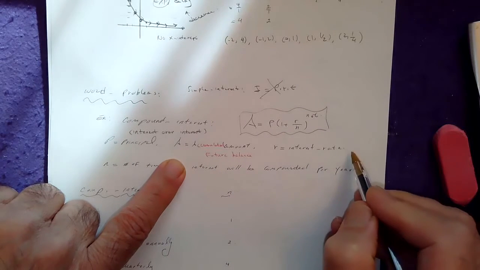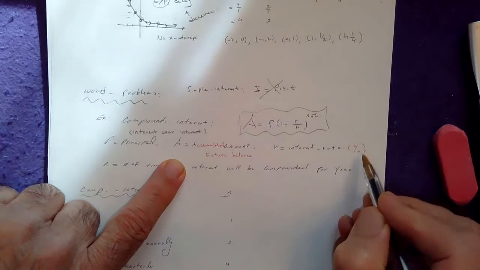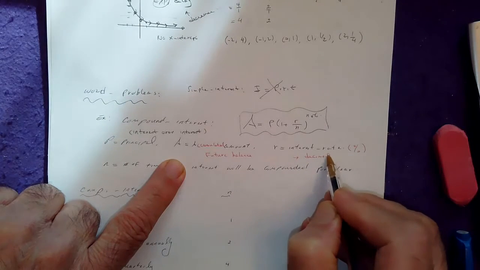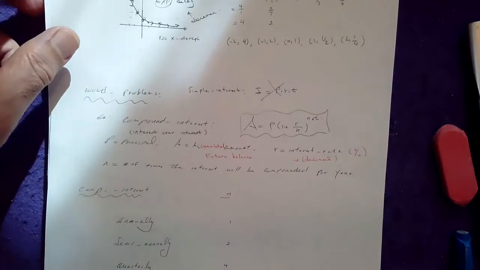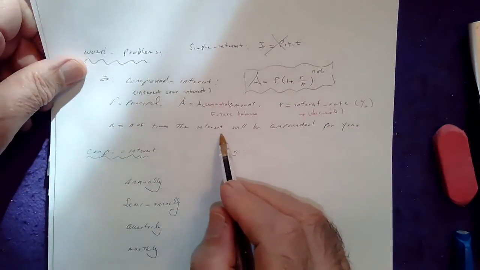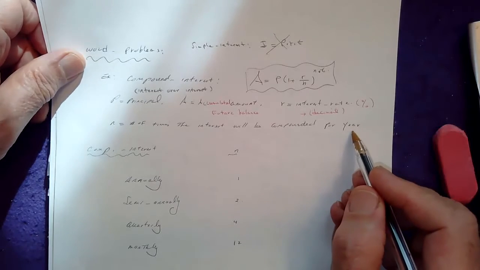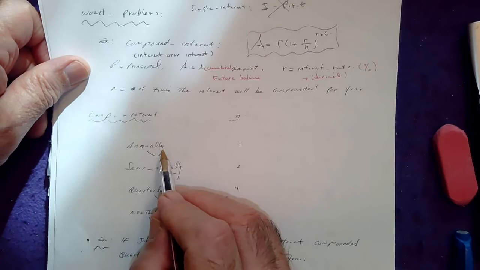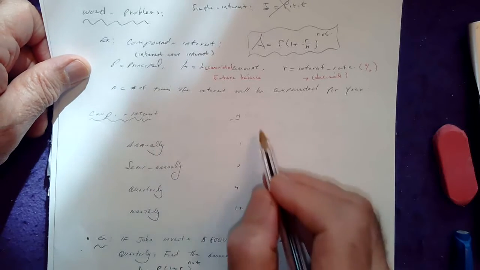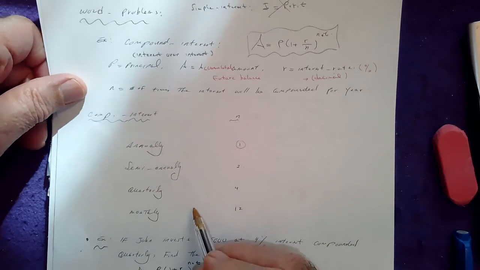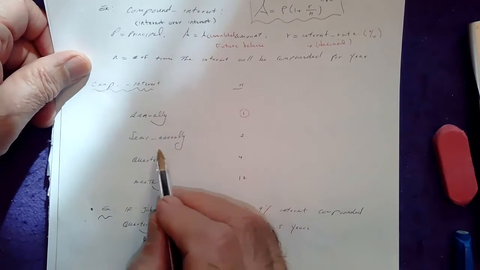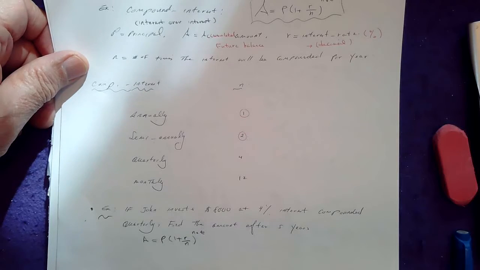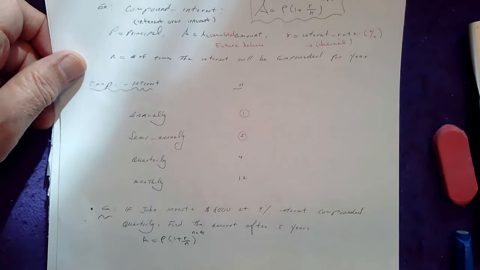R is the interest rate, which is usually given in terms of percent, but it has to be changed into decimal. And N is the number of times the interest will be compounded per year. What does that mean? If they say interest is compounded annually, N is 1. If they say interest has been compounded semi-annually, N is 2. That means you get interest twice a year, every 6 months.